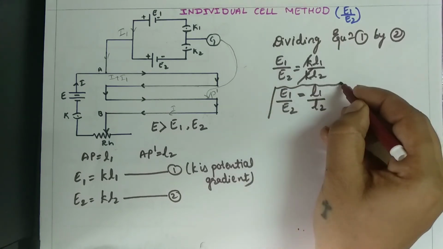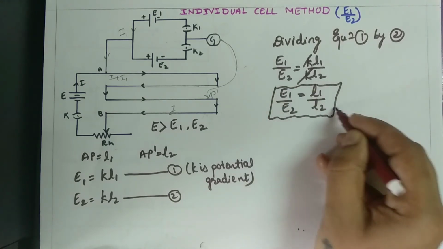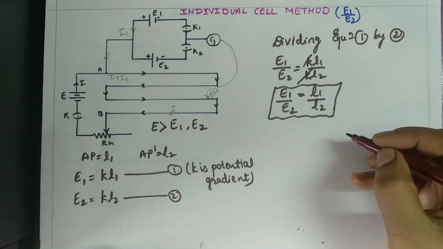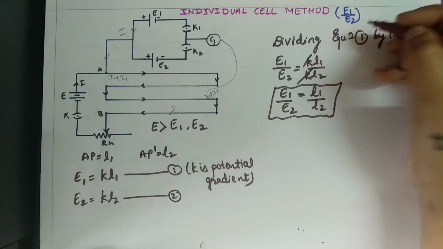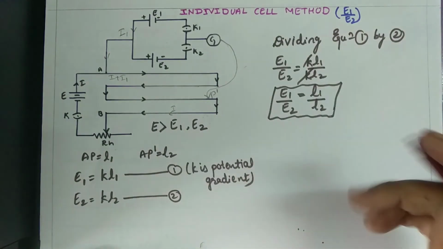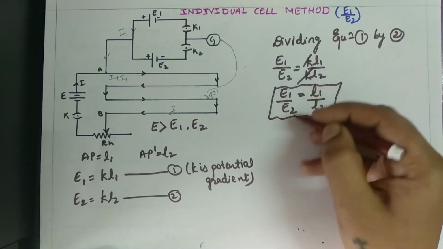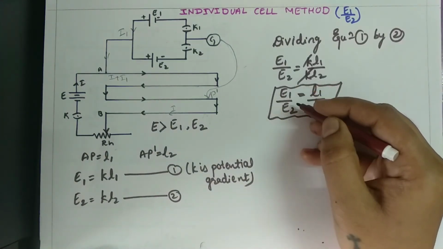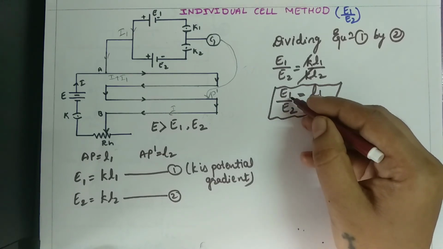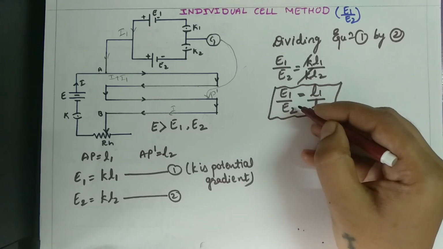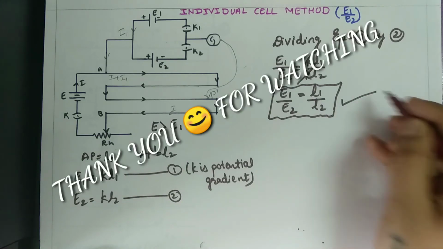This is the expression we use to compare the EMFs of two cells by the individual cell method, or the direct method, you can say. Thus, we can compare the EMFs of two cells, and if any one of the EMFs is known, the other can be determined by using this formula.